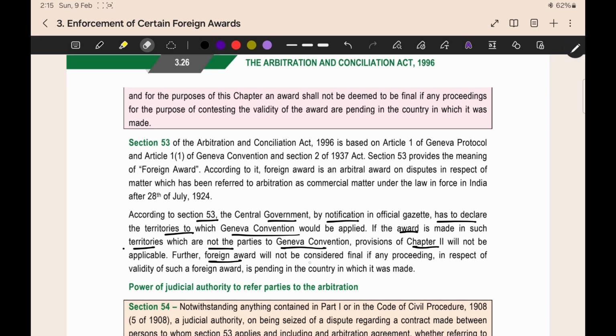Now, a foreign award will not be considered final if any proceeding in respect of its validity is pending in the country. The award is being made in a foreign country, then only it is called a foreign award. If any proceeding, any court case or something like that, is pending in the foreign country regarding the validity of the award, whether it is final or not, then that award will not be considered a final award. We should wait for the outcome of that proceeding. Only then can we enforce it under this law.